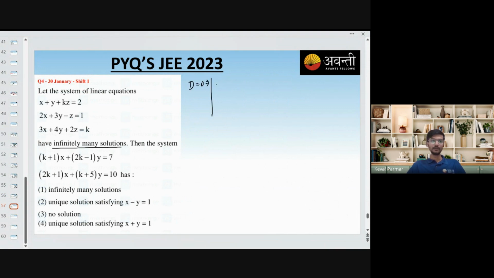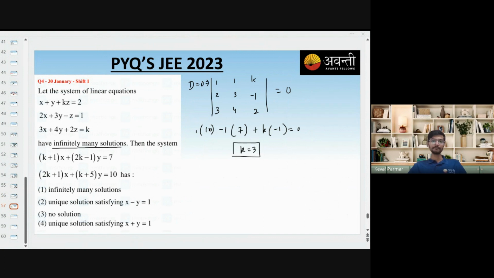That means the determinant with rows 1, 2, 3; 1, 3, 4; k, -1, 2 will be equal to 0. Let's try to find the value. 1 into (6 plus 4), 10. Minus 2 into (4 plus 3), 7. Plus k into (4 into 2, 8, minus 9), minus 1, equals to 0. So 10 minus 7 is 3, minus k. So k equals to 3. Now we got the value of k.